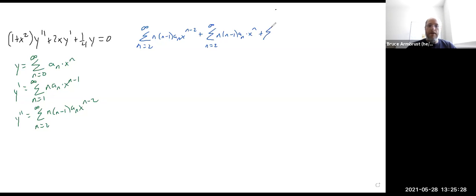The next one. When I multiply by 2x, this will be from 1 to infinity, we'll have 2n a sub n, and then x to the n, because again, x times x to the n minus 1 brings me x to the n. And then lastly, we've got the sum from 0 to infinity of 1/4 a sub n x to the n, and then that all equals 0.